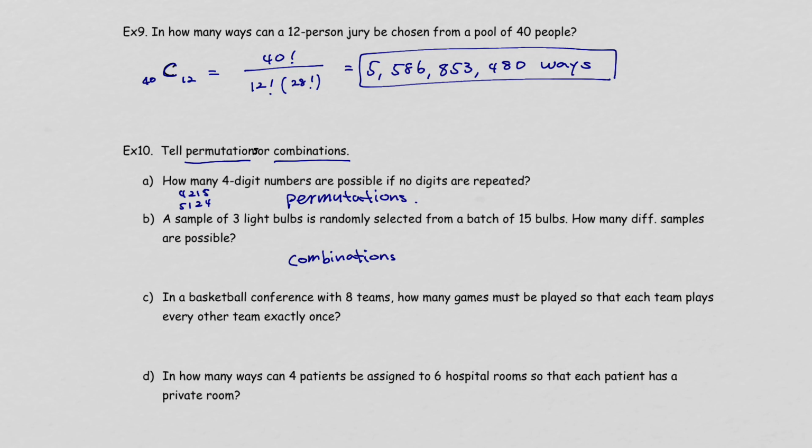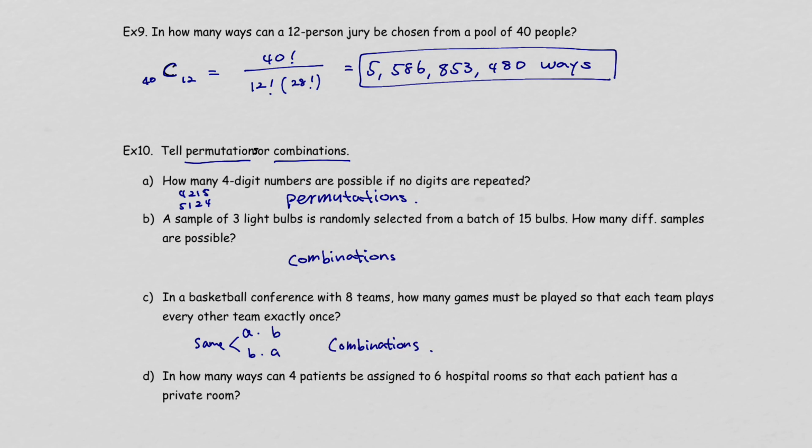The next one, you have 8 teams of basketball. How many games must be played so that each team plays every other team exactly once? So here, if A team plays B team, is that going to be different than if B team plays A? No, this is going to be the same, right? Even though the order is different, this is the same pick. So it's going to be a combination on that one.